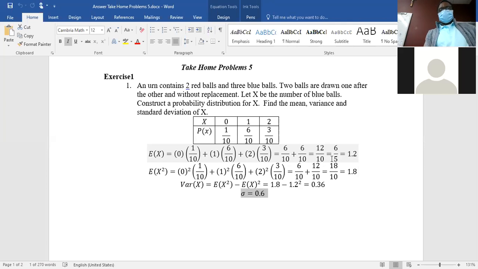So if you get a negative variance, probably you switched them. It's always positive. If it is negative, then you did something wrong. If it is positive, you cannot tell whether you did something wrong or not. But if your variance is negative, you did something wrong. So we get E of x squared is 1.8 minus 1.2 squared, we get 0.36. And the square root of the variance is 0.6.